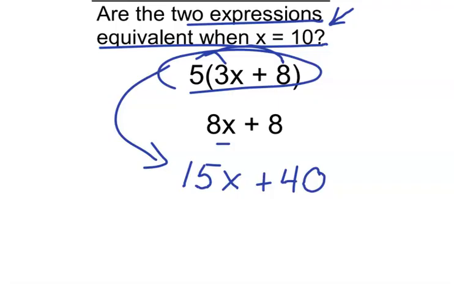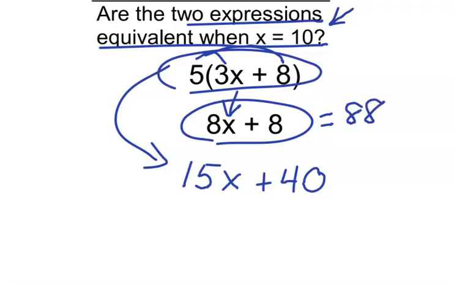Right? So we have 15x plus 40. Well, is that going to be the same as 8x plus 8? No matter what number you put in, is it going to be the same? And the answer is no. Even if we did it, 8 times 10 is 80 plus 8 is 88, right? And then 15 times 10 would be 150 plus 40, which would be 190. So no matter how you do it, you know that it's clearly not going to be the same. So the answer is no to this one.